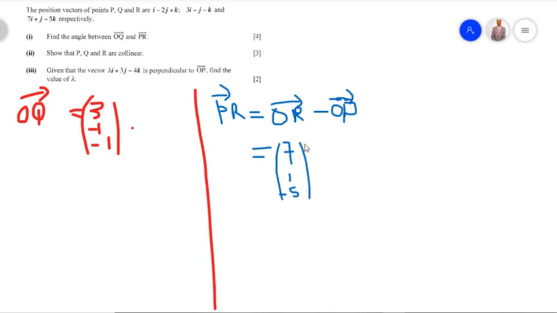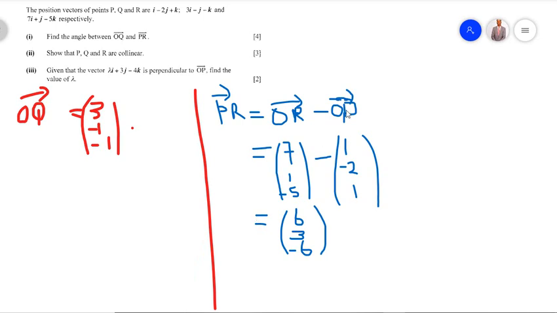So our OR is equal to 7, 1, minus 5. From the vector form, we change it to the column form. And also OP is equal to 1, minus 2, 1. Then we say 7 minus 1, 1 minus 2, negative 5 minus 1, which is equal to 6, 3, negative 6 in column form. Now we have PR and OQ. Let's substitute them.